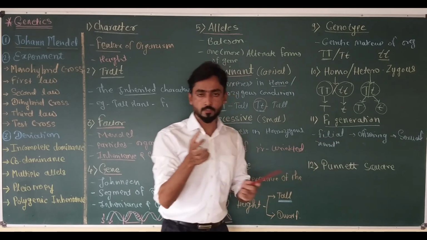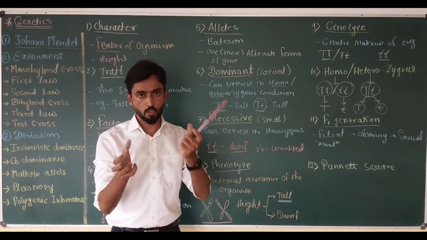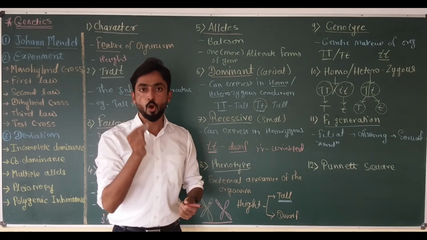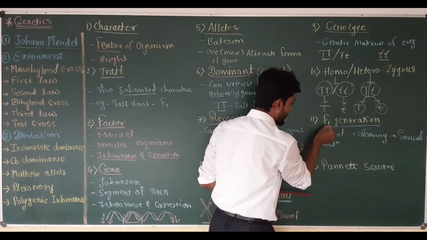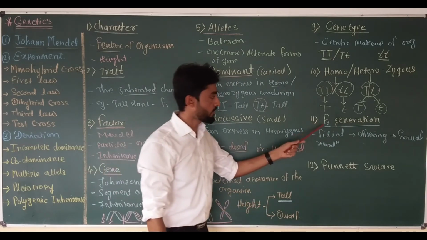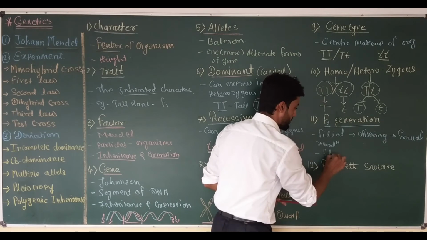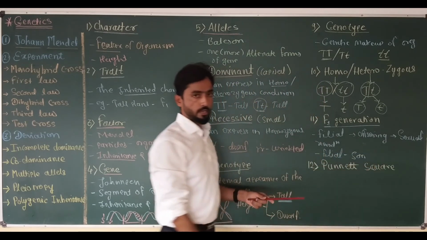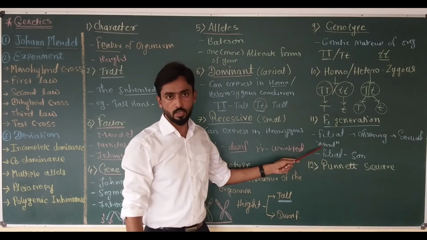If we cross one pure tall plant with a dwarf plant, in that case the F1 generation will show all tall plants. And it is called F1 because it is the first generation. It is from the Latin word filial, which means son. Filial means son, and it is also known as offspring produced by sexual reproduction.